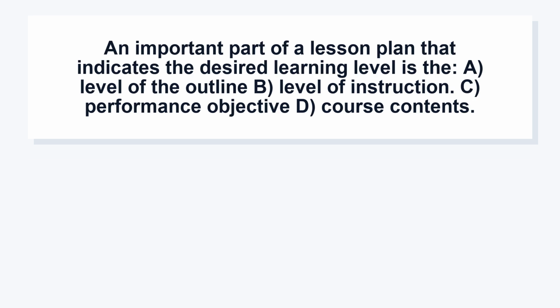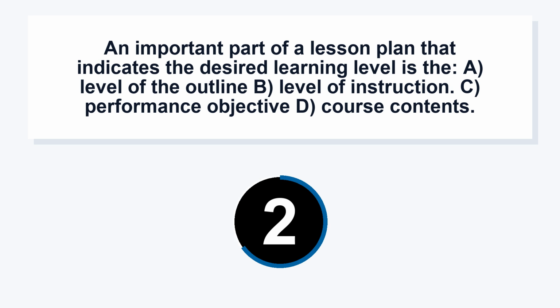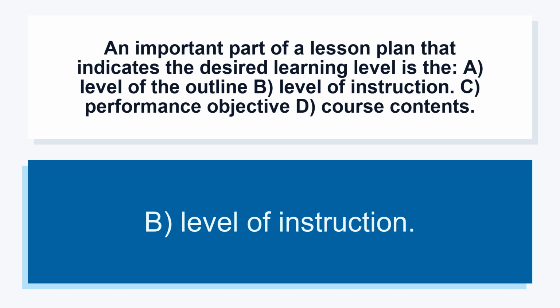An important part of a lesson plan that indicates the desired learning level is the A. Level of the outline. B. Level of instruction. C. Performance objective. D. Course contents. B. Level of instruction.